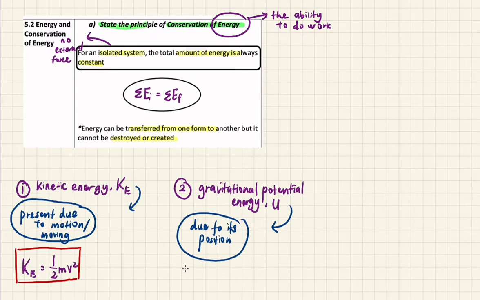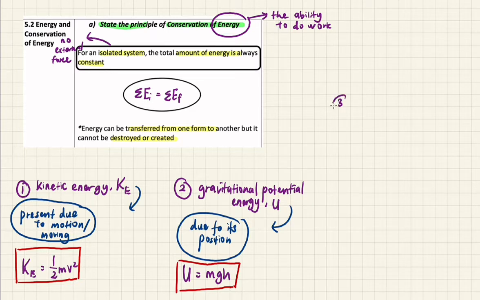Okay, and its formula is U equals to mgh, where U is the gravitational potential energy, m is the mass, g is our gravitational acceleration, we will just put it as 9.81, and h is the height of the object. Setinggi mana objek itu, so h is the height from the ground. So gravitational potential energy is due to its position. Okay, so that's the second energy that you have learned, that you have to identify in this chapter.